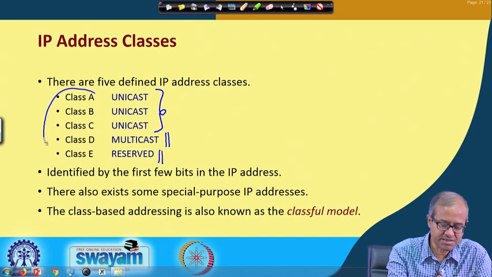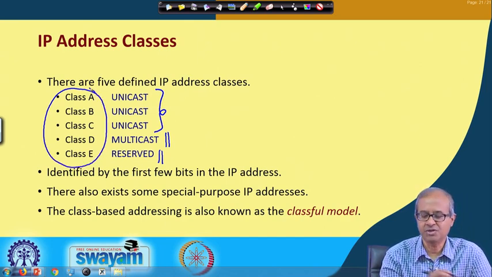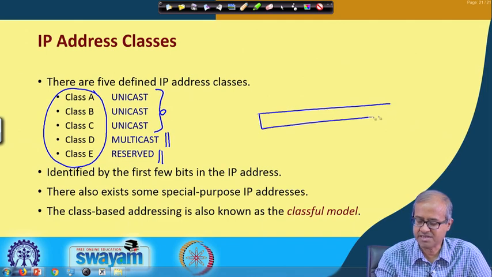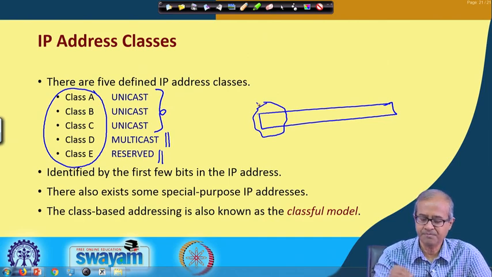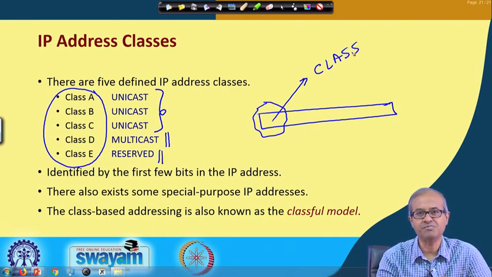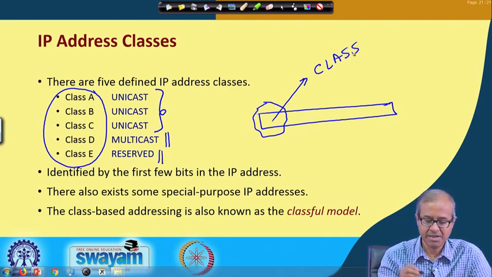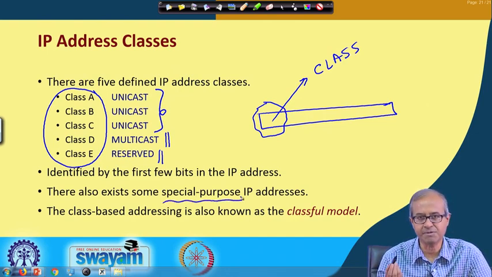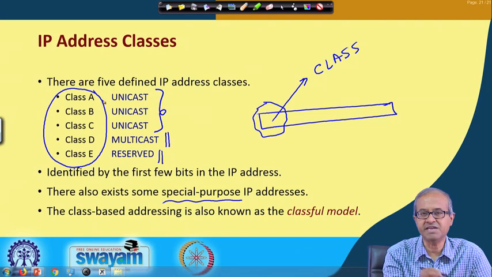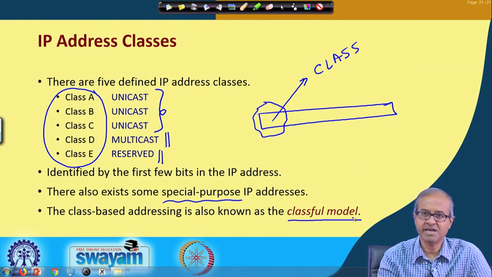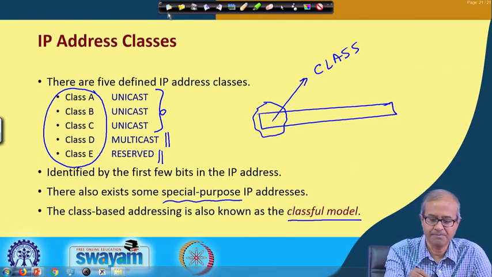Now, which class does a particular IP address belong to? Suppose I give you a 32-bit IP address. Just by looking at the first few bits, you will be able to identify which class the address belongs to. We will see how. And we shall also see later that there are some special purpose IP addresses which have some special meaning. This kind of IP addressing where we define the classes is sometimes also referred to as the classful model of addressing.